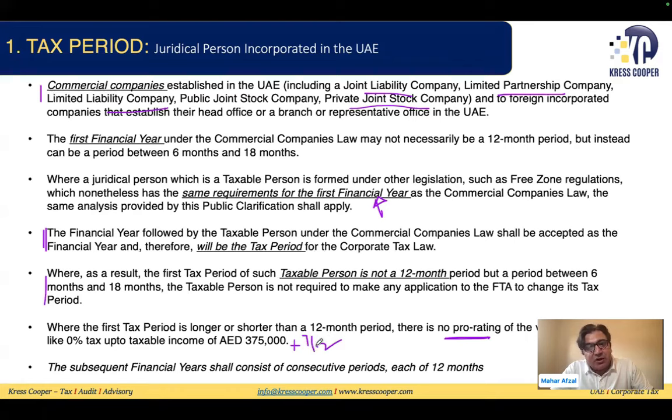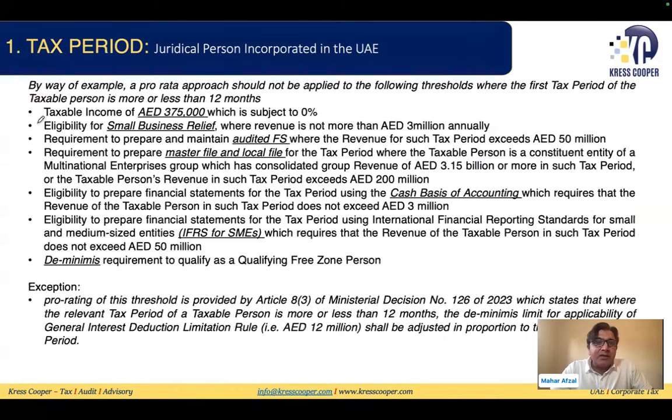Most of the cases you can't do this, but one exceptional case is there. So these are the cases where you cannot proportionate your numbers. You cannot apply the numbers on a pro rata basis. What are those cases? Taxable income will always be 375,000. It doesn't matter if your tax period is 6 months or 1 year or 18 months. It will always be 375,000.